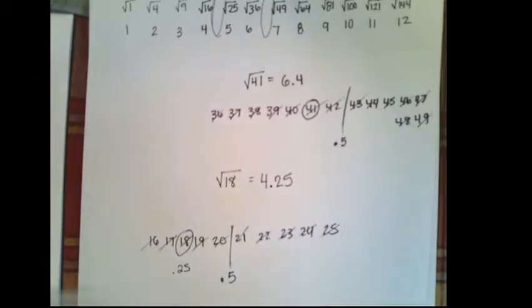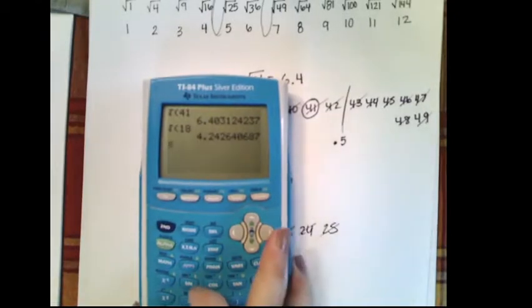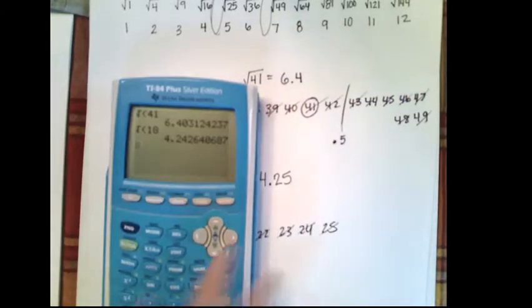And if we check our square root of 18, let's see how we do. 4.24. Pretty close. I have a couple of questions just like this on your homework that I want you to give a try, and let me know if you have any questions.